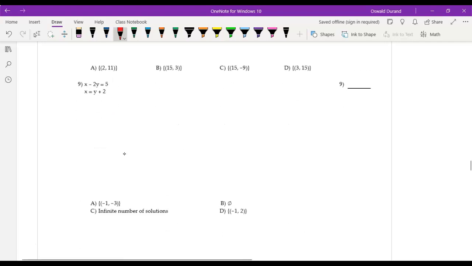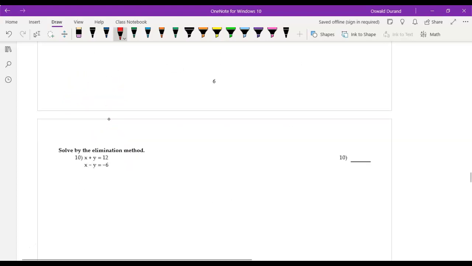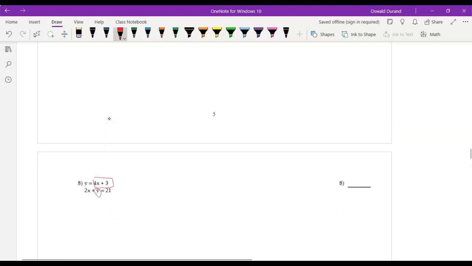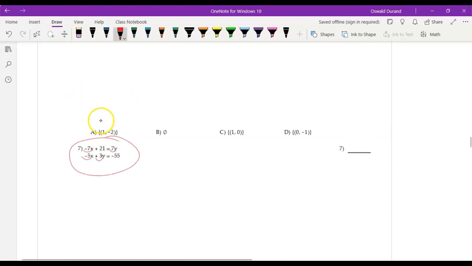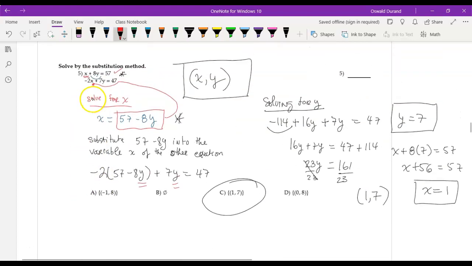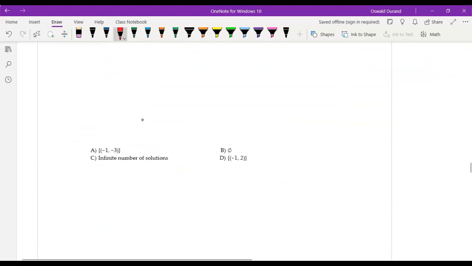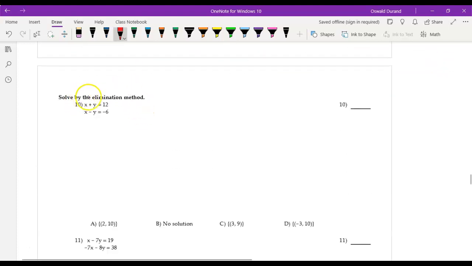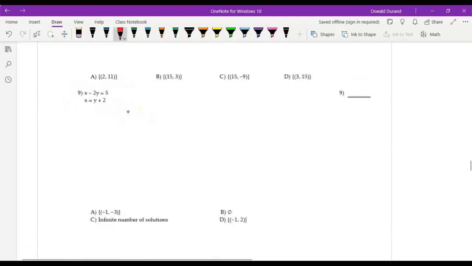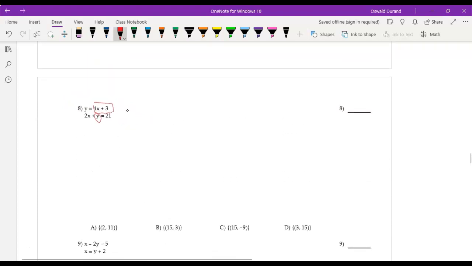Same thing for number 9. And if it's not in those formats that I just showed, then you move on to the elimination method. That would be the best way. Okay, so let's do another one. Let's do this one, for example.